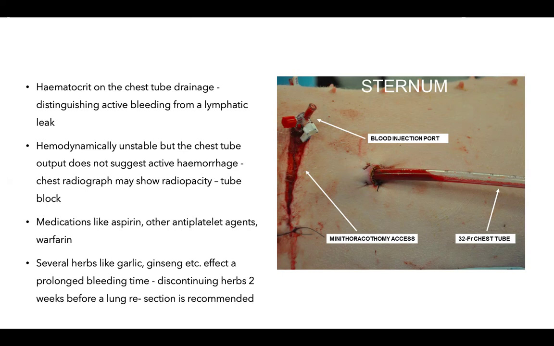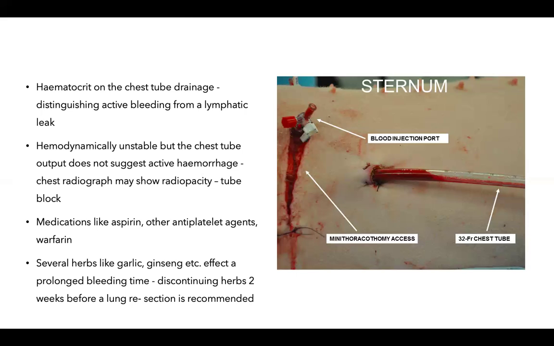And these complications are more common when there is a background of antiplatelets like aspirin or other antiplatelets like clopidogrel or ticagrelor, or warfarin. So we need to remember that some herbs like garlic, ginseng, etc. can have an effect on the bleeding time and can prolong it.